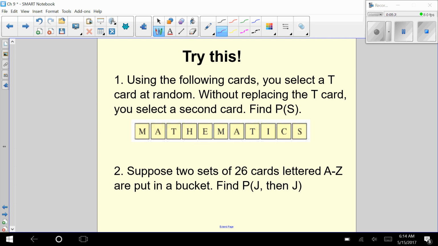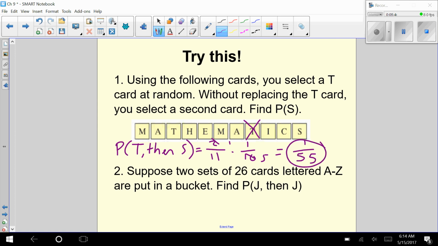All right, for the first one, we want the probability of choosing a T and then an S. Well, the probability of a T is 2 out of 11. Then I take one out, and I have one S out of only 10 cards left. We can cross cancel here a little bit. Make that a 1 and a 5. My probability is 1/55th that I choose a T and then an S.